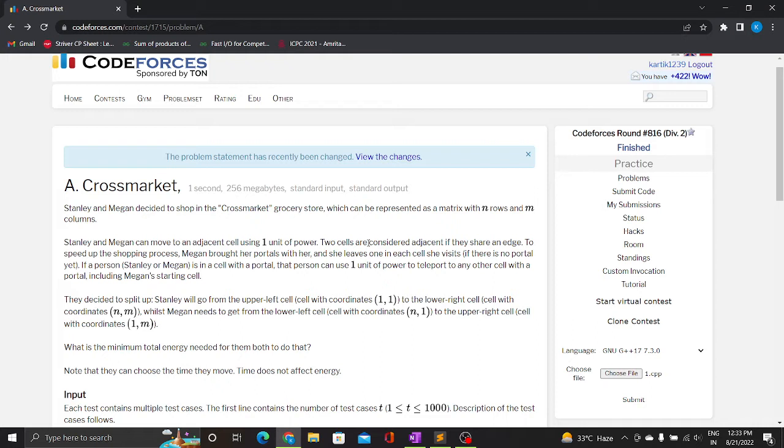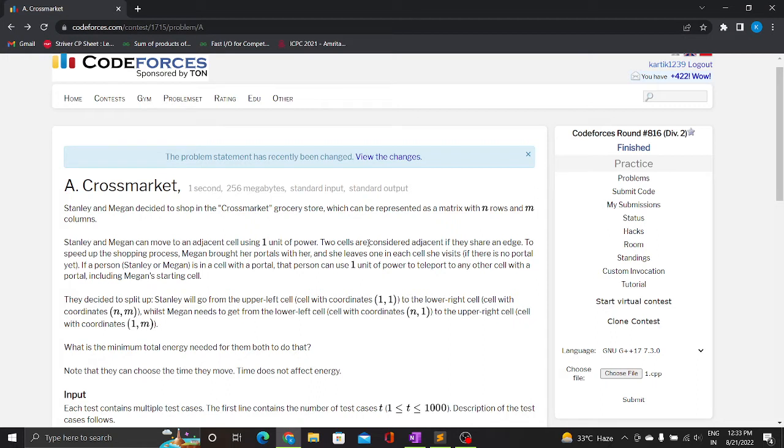Okay, so the problem statement is like this. Stanley and Megan decided to shop in the Cross Market grocery store, which can be represented as a matrix with n rows and m columns. Stanley and Megan can move to an adjacent cell using 1 unit of power. Two cells are considered adjacent if they share an edge. To speed up the shopping process, Megan brought her portals with her and she leaves one in each cell she visits.